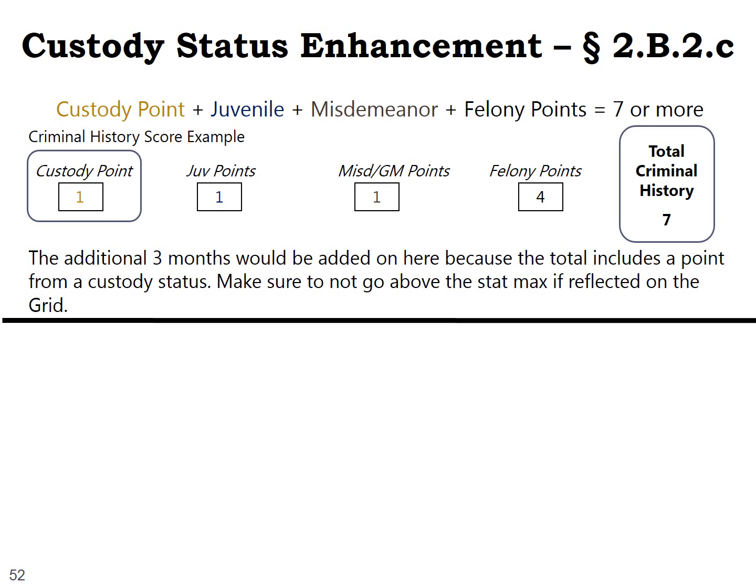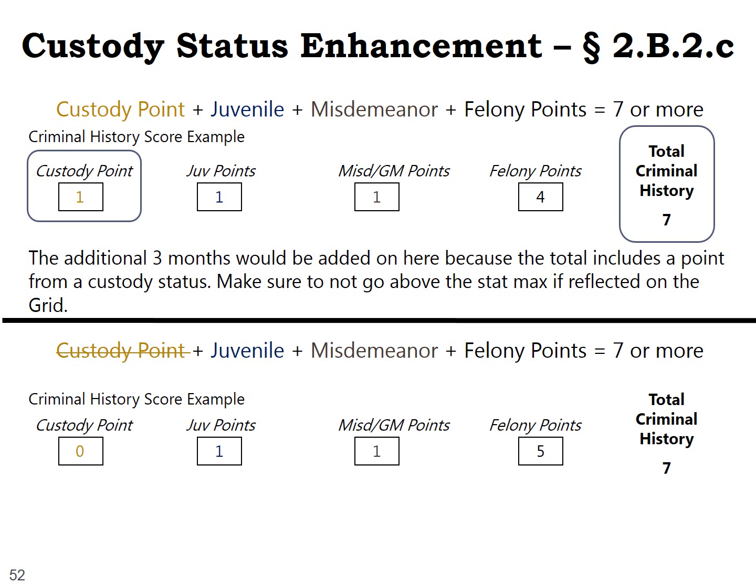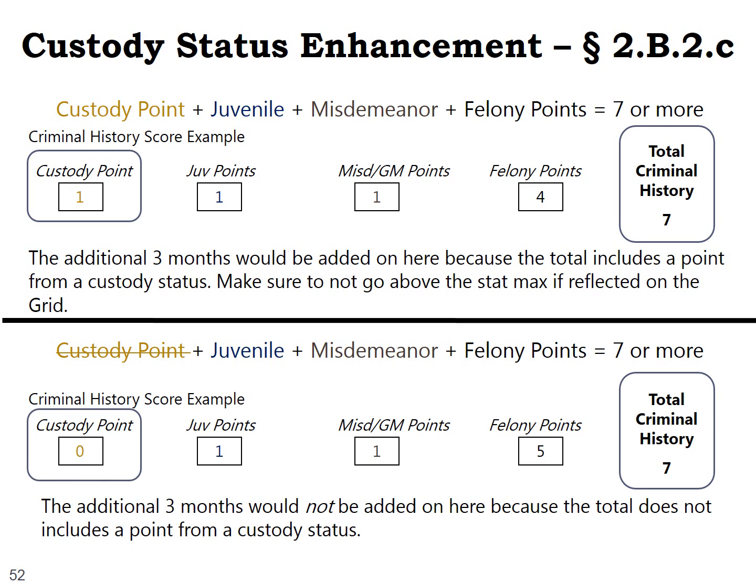When the offender has a total criminal history score, including a custody status point of 7 or more, 3 months will be added to the presumptive sentence as well as the range. Regardless of how high the criminal history score goes, the 3 months is only added on one time. Remember, the name of this policy is the custody status enhancement, which means no custody point, no enhancement.